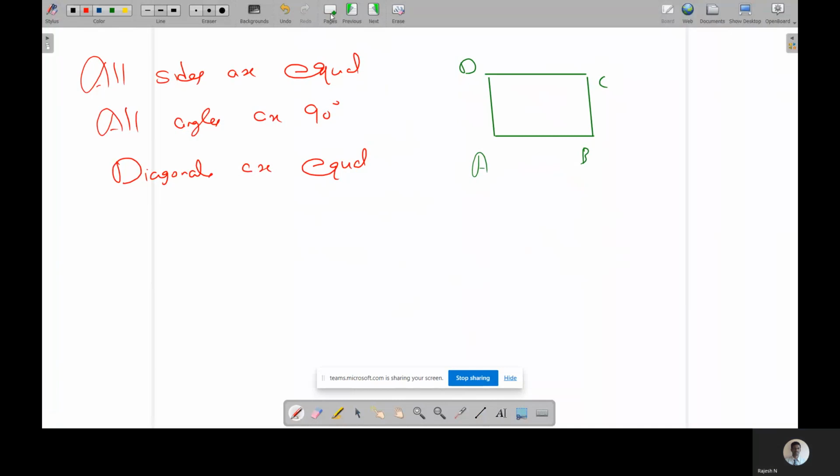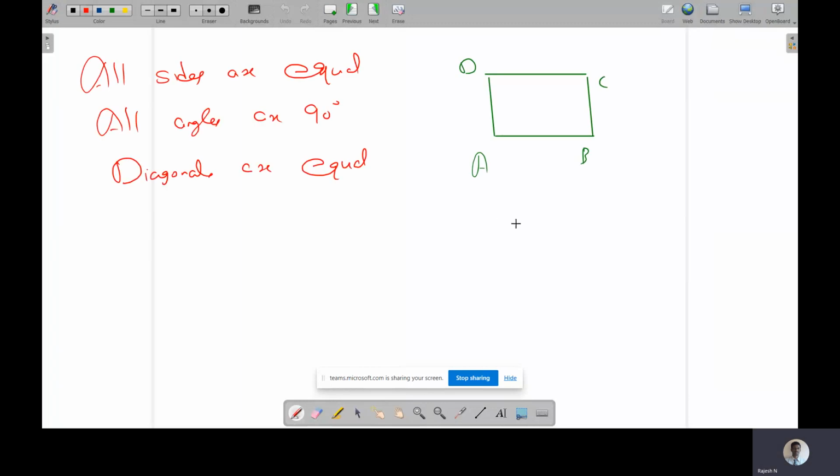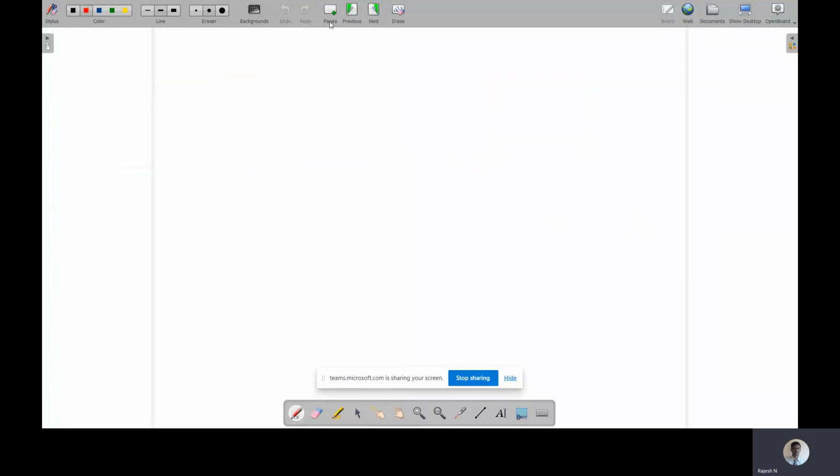Now, before the next one, what is the area of a square? Side into side. Area of a square is side into side. Here also, a square is a parallelogram also. We can say a square is a parallelogram. And the next one is rhombus.